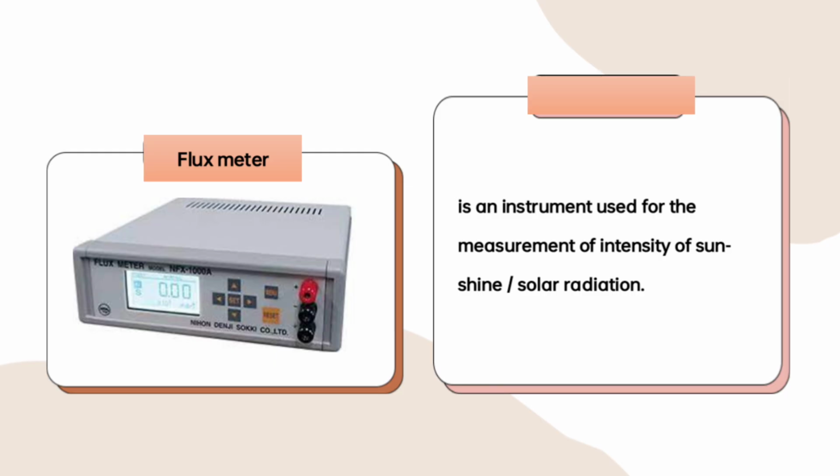The flux meter is an instrument used for the measurement of the intensity of sunshine or solar radiation. The flux meter is an instrument used to measure the rate of heat energy transfer per unit area.